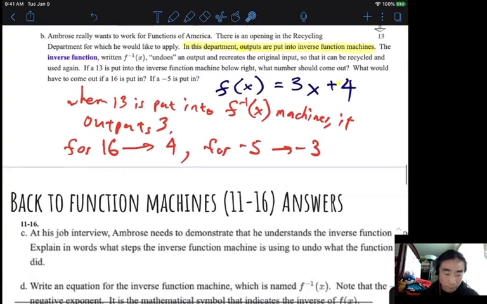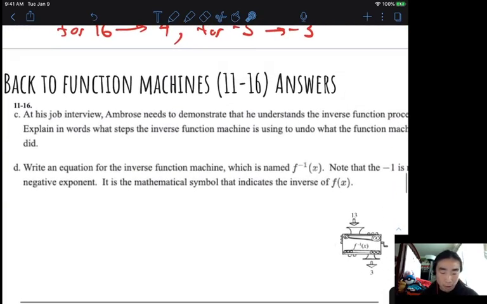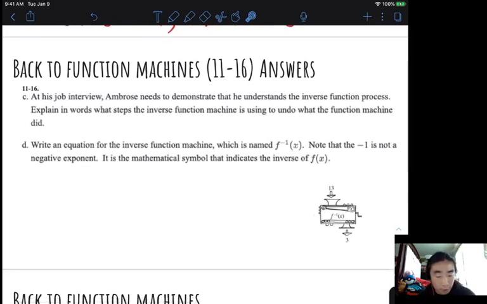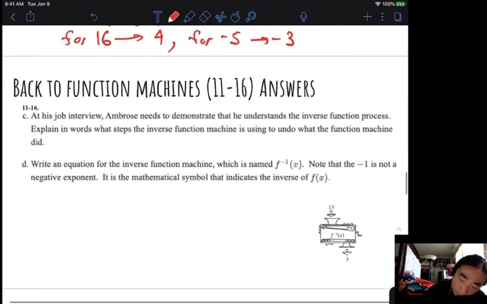So here's part C. He needs to demonstrate that he understands the inverse function process, explains in words the steps to inverse a function, and how you undo it. Well, for this part, the original f of x looked like this.